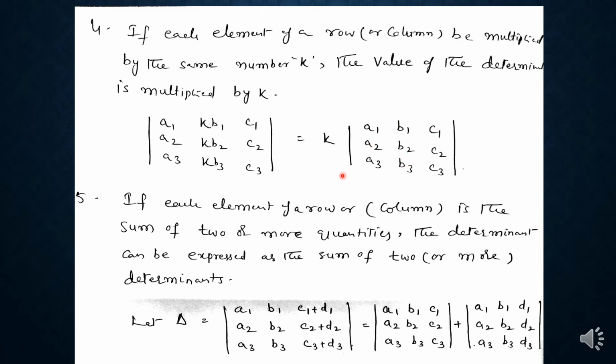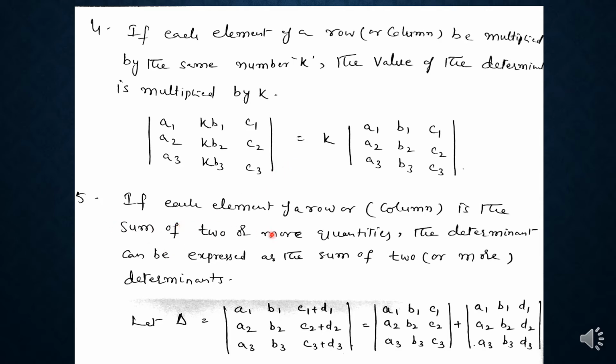In matrices, only if the constant scalar is common in all the elements can we take it out as common. But in determinants, if it is common in any one column or any one row, we can take that constant out of the determinant. So that is the difference between determinants and matrices.